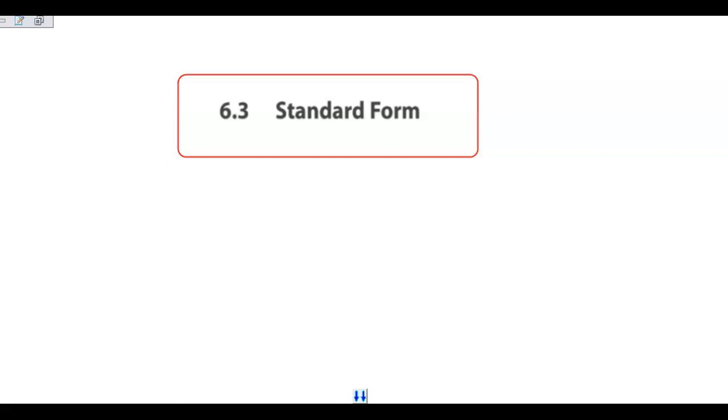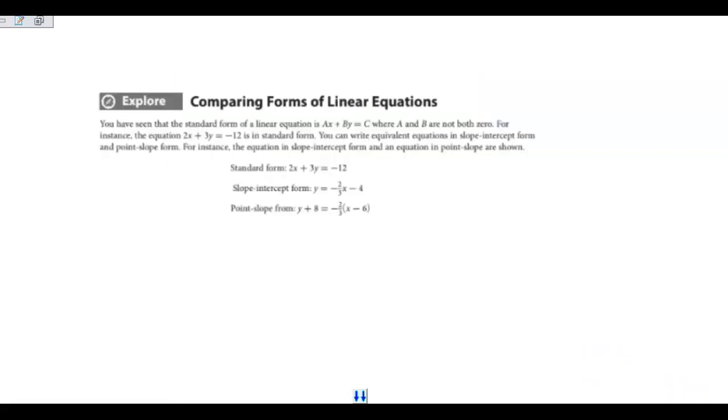Hello, today we're going to be working with standard form, and it's just another way of writing a linear equation. We have learned about two others, and we're going to be adding this third one with it. So we've seen that the standard form of a linear equation is ax plus by equals c, where a and b are not both zero. One of them can be 0, but not both of them.